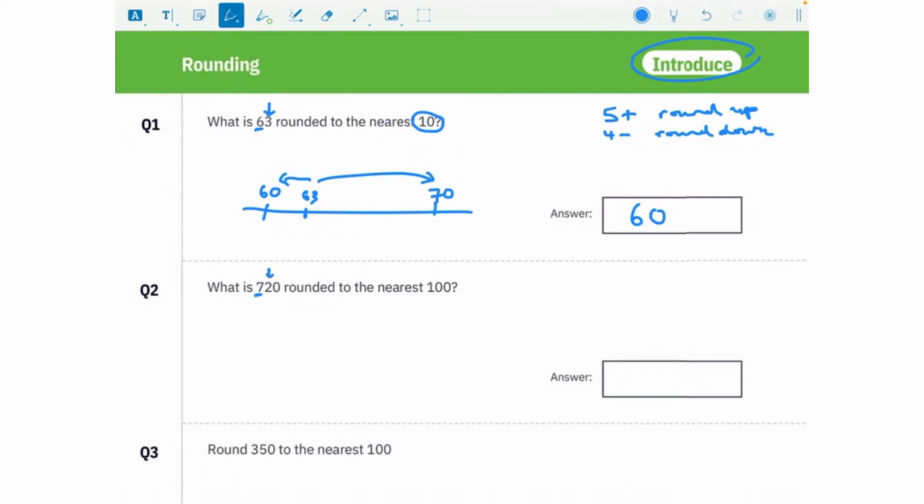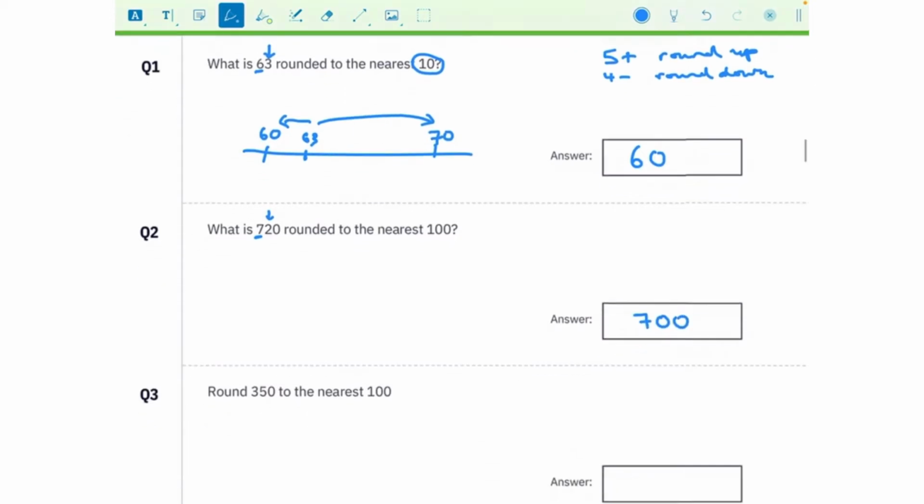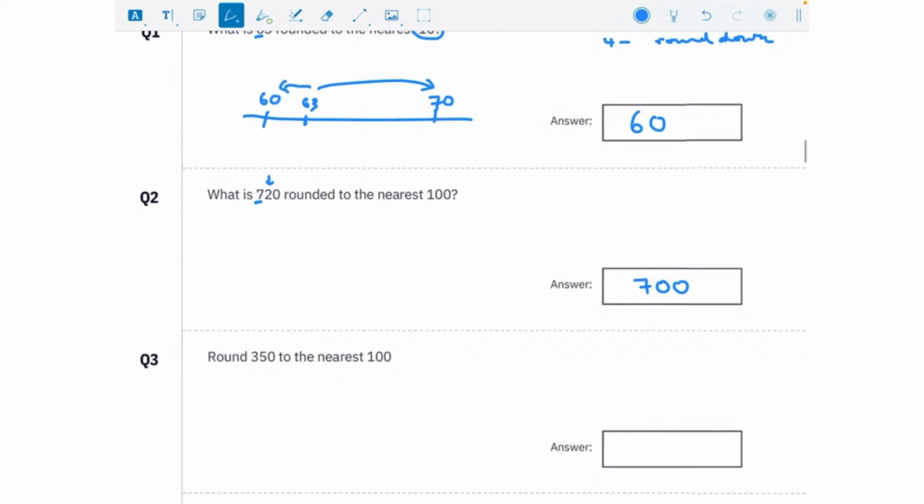We know that 2 rounds down, so this is going to be 700. For question number 3, round 350 to the nearest 100. 3 is our hundreds column. Check the next number. The next number is 5 in the tens column. We know that rounds up. So 350 is going to round up to 400.